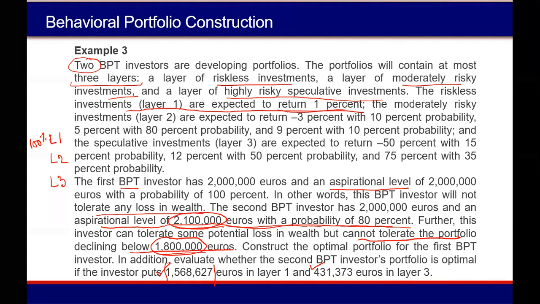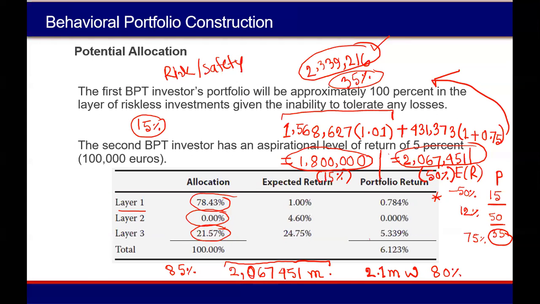With his return, he can make sure that he will have at least 2.067451 million wealth. But for getting 2.1 million wealth, is it higher than this? This one, his aspirational level of 2.1 million wealth, is it higher than this? No, sir. 2.1 million is higher than this. What is now possible with 85%? So 2.1 million is higher.